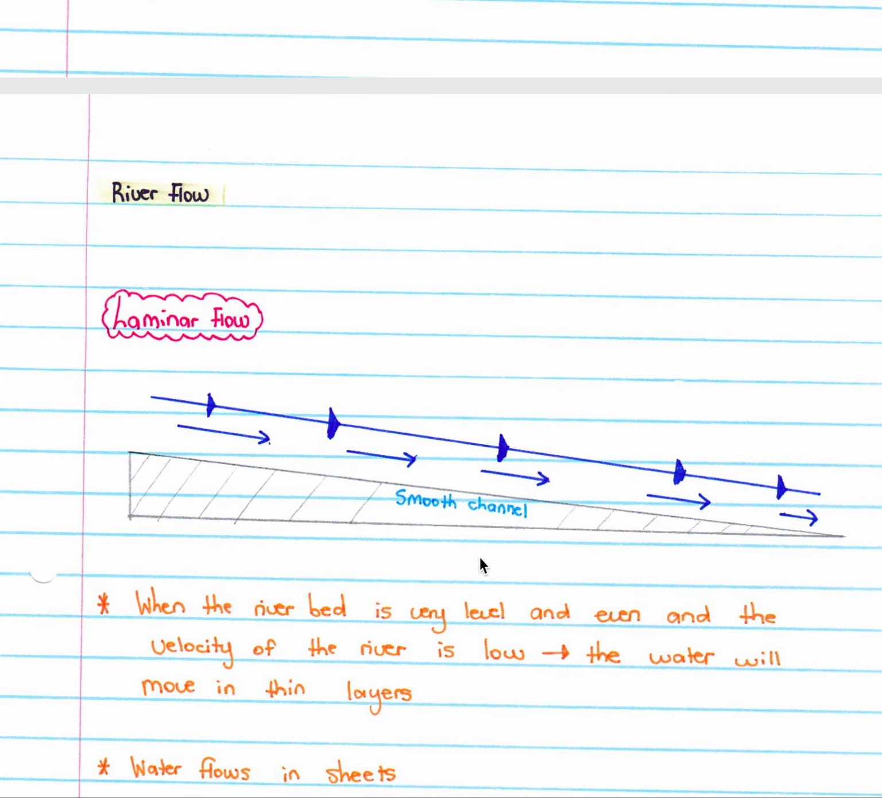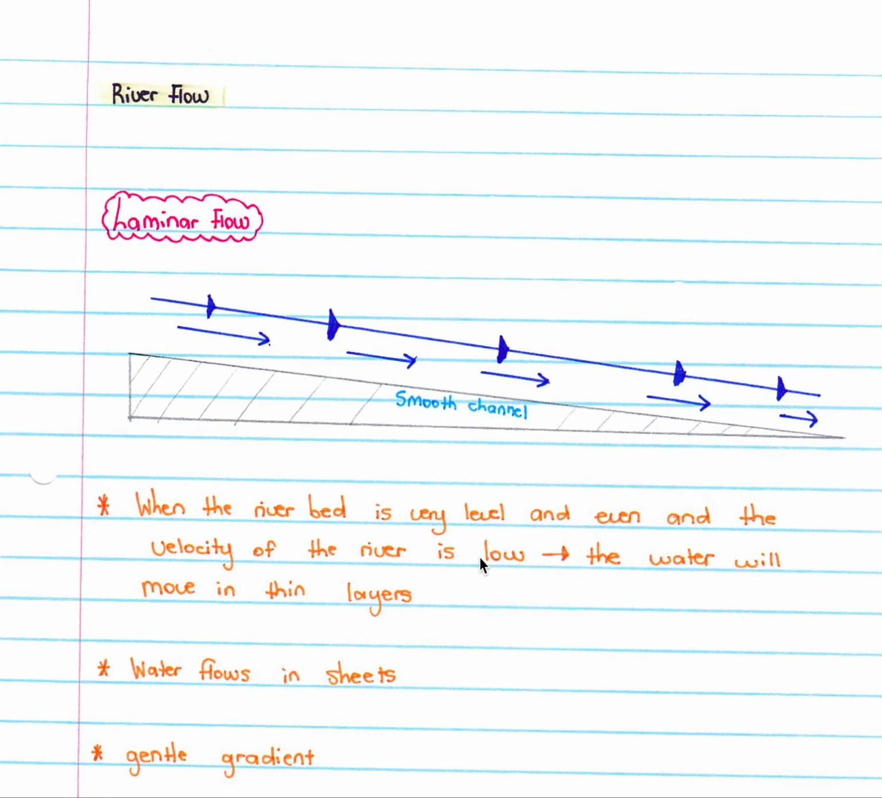Then we move on to river flow. There are 2 types of river flow, laminar flow and turbulent flow. When we look at laminar flow, the riverbed is very level, as we can see in the diagram, and the velocity of the river is often low. The water will move in thin layers. The water flows in sheets, as we can see. There's no vertical movement of the water.